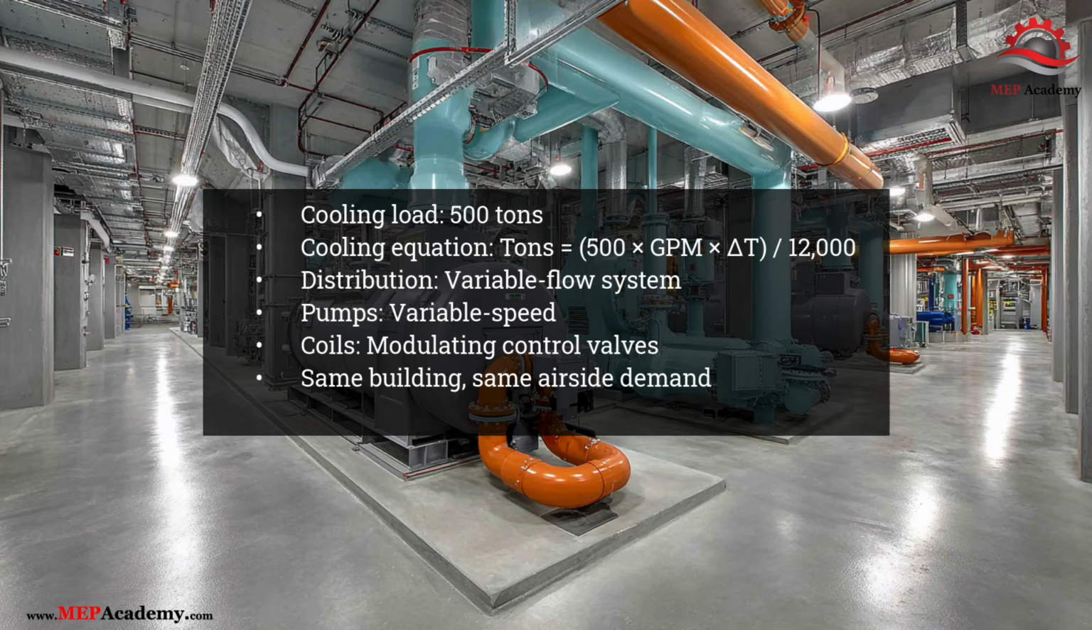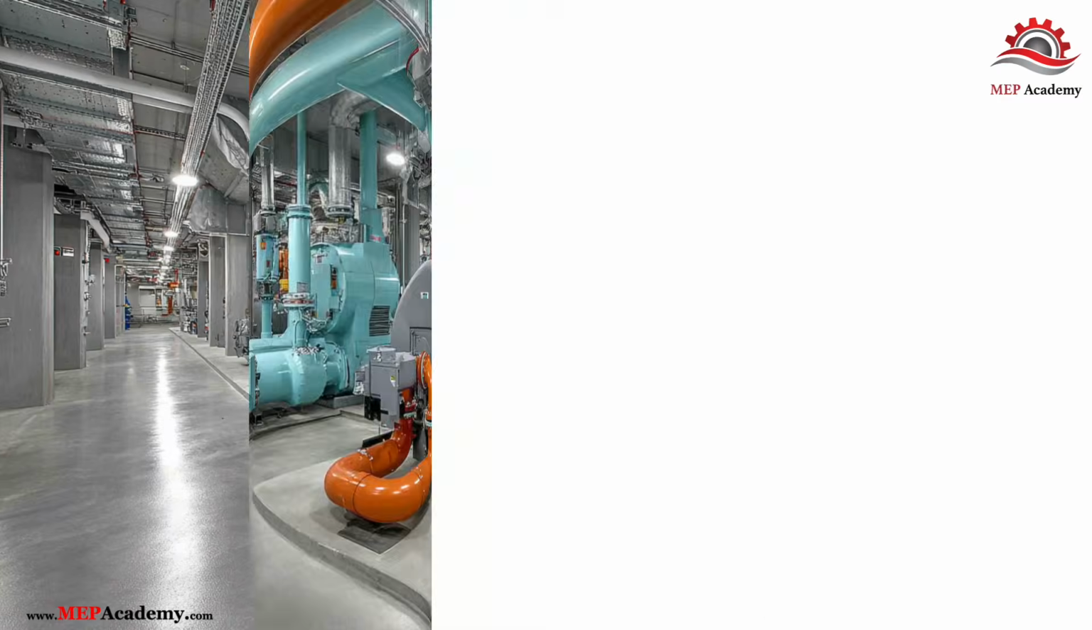Baseline conditions. Why load is constant. In these examples, the cooling load is held constant at 500 tons, so we can clearly isolate cause and effect. In actual operation, the chiller does not know the building load in tons. It only responds to control signals, such as chilled water supply temperature, return temperature, coil valve position, air temperature stability, and zone demand. When those signals indicate unused capacity, the control system allows temperature or flow set points to change.